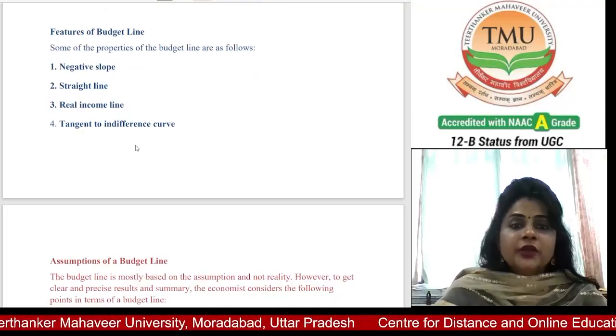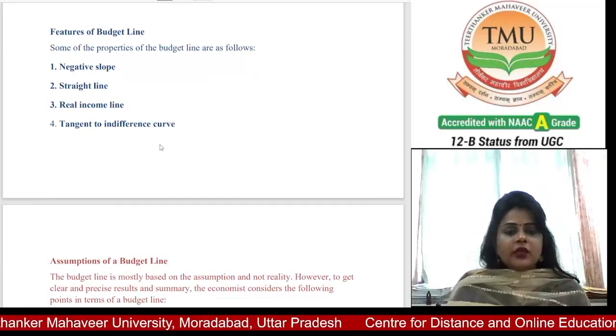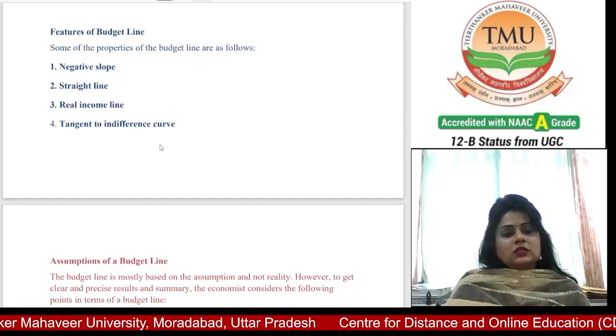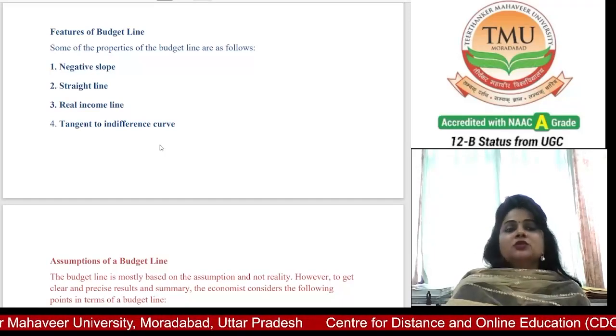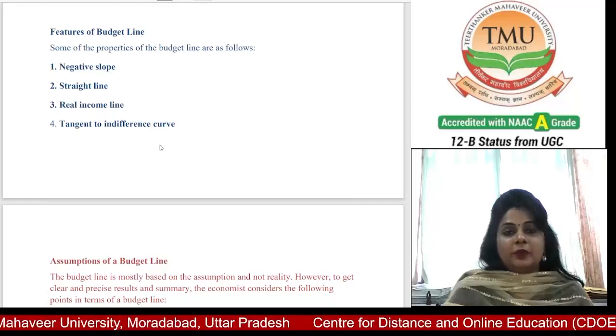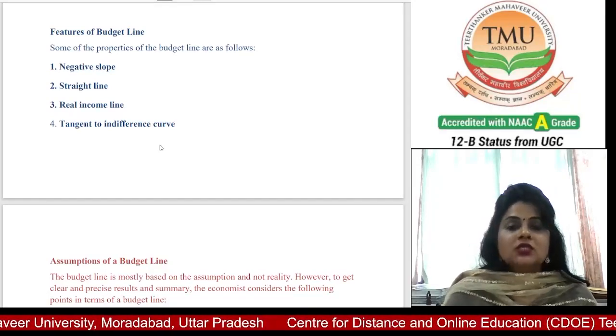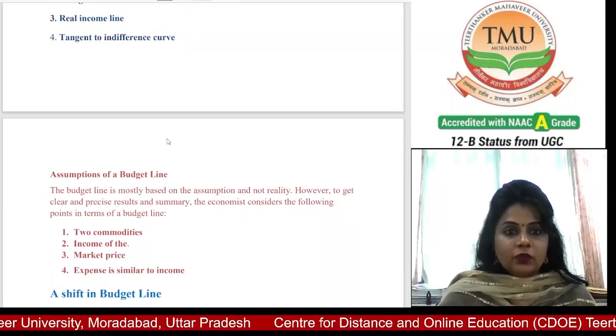Now, tangent to the indifference curve. It is the point where the indifference curve meets the budget line. This point is known as the consumer's equilibrium. We will also discuss it below in this chapter.